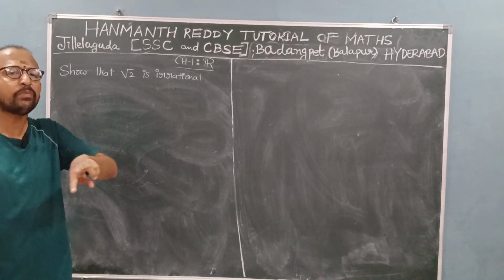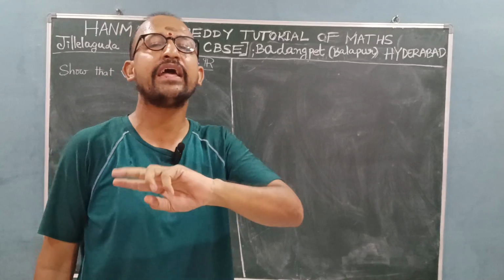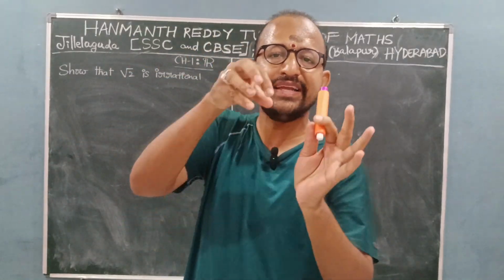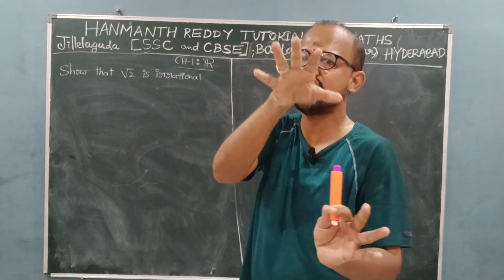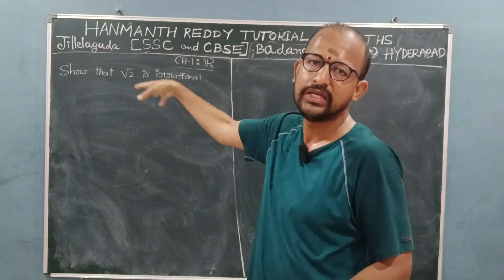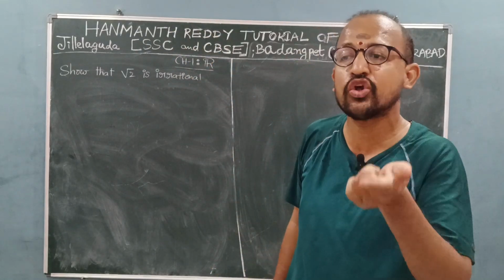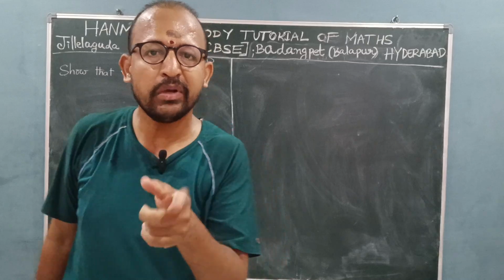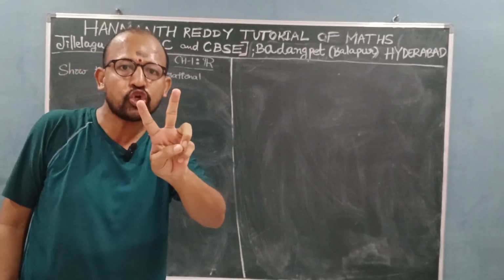How to prove? We can prove it by two methods. One is direct proof, the other is indirect proof. Direct proof is already available in 9th class. Now I am teaching 10th class, that's why I am going to choose indirect proof. That is nothing but the method of contradiction.